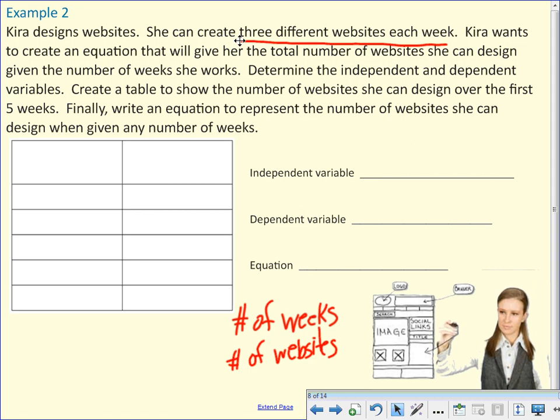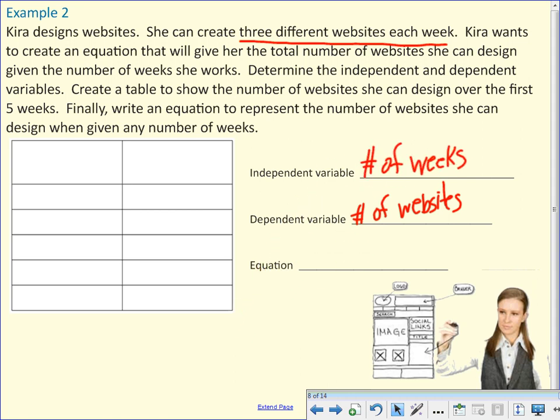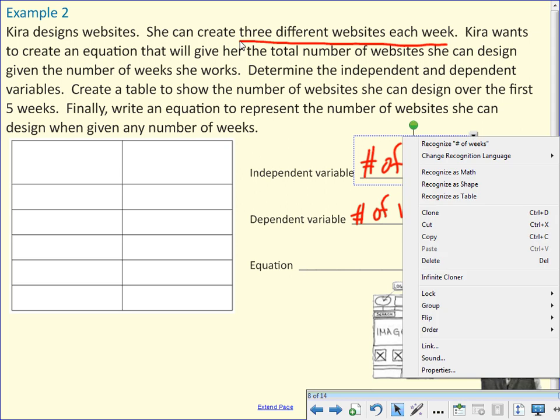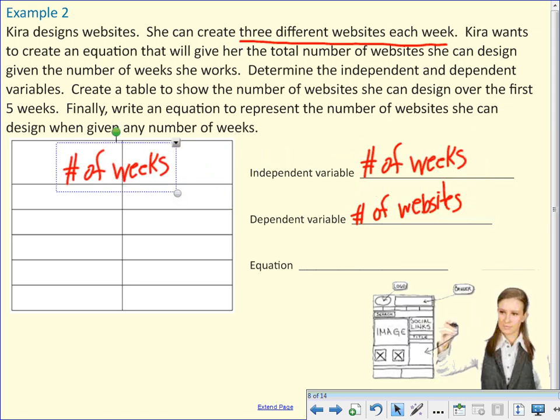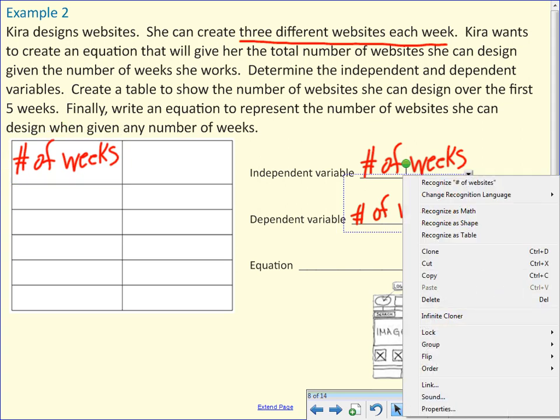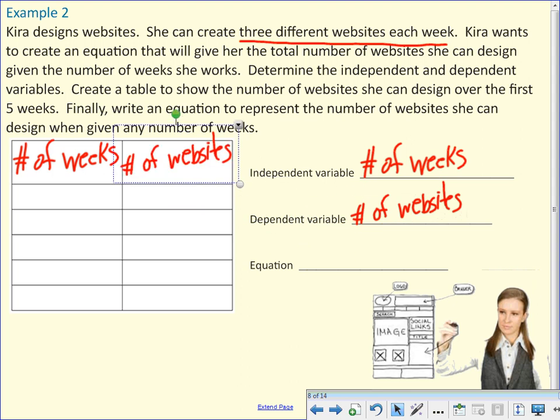So which is which? Does the number of designs depend on the number of weeks, or does the number of weeks depend on the number of websites? Which is which? The number of websites is your dependent variable. Your number of weeks is going to change the number of websites. So the first column is your independent variable. Your second is your dependent variable.